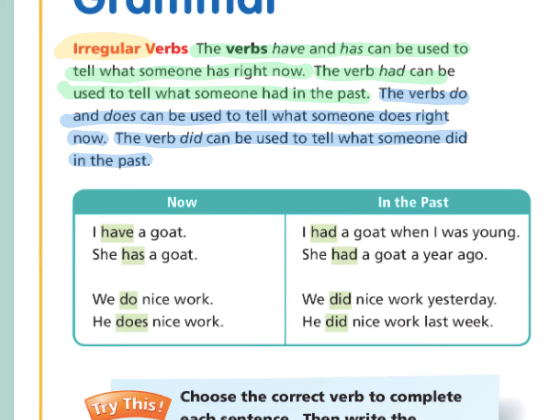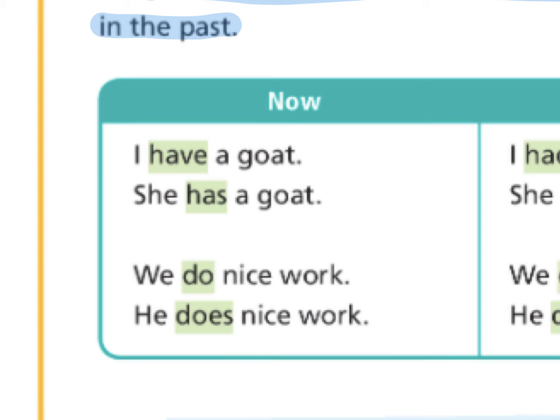So for example, if we look at the now box, it says, I have a goat. She has a goat. So have and has are both talking about right now. You would use the verb have when you're using the pronouns I, we, you, or they. So I have a goat, we have a goat, you have a goat, they have a goat. Wow, lots of people have goats. But we use has when we use the pronouns he, she, or it. He has a goat, she has a goat, it has a goat. That one doesn't really make sense in this sentence, but we would use has with it.